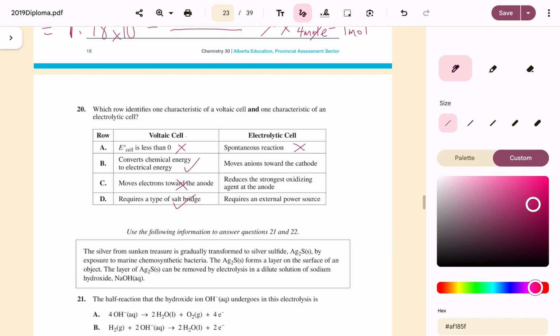This was already moved out. Moves anions towards the cathode. This is not true. Anions move towards the anode. Reduces the strongest oxidizing agent. That's true.